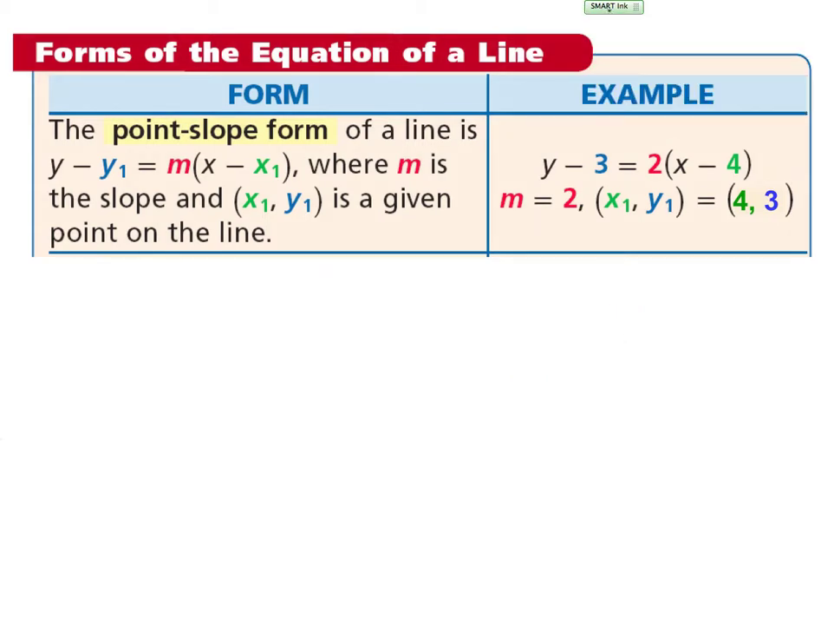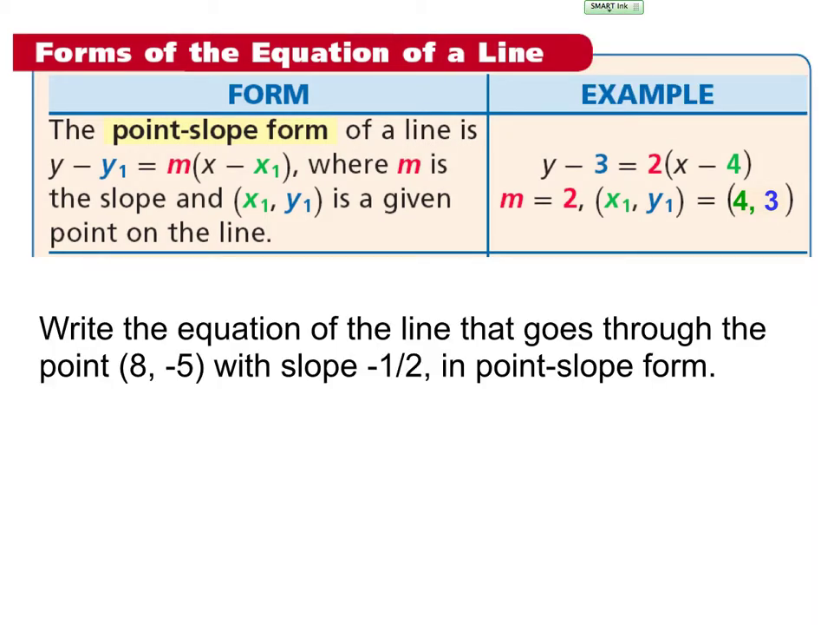All right, point slope is the one that I'm going to focus on today. So let's see if you can give yourself a real example. Write the equation of the line that goes through the point 8, negative 5. It has to have a slope of negative 1/2. I want you just to write it in point slope form. So this would be another example of point slope form.